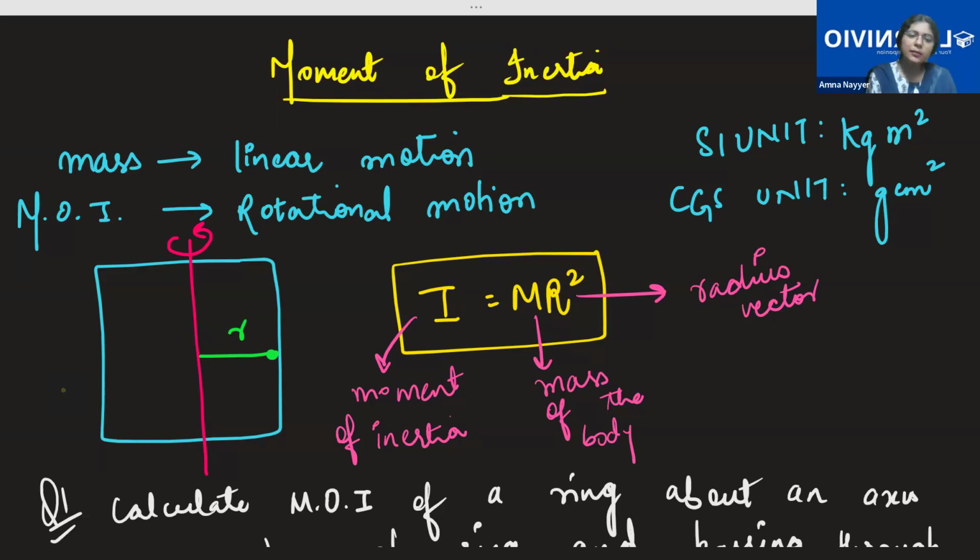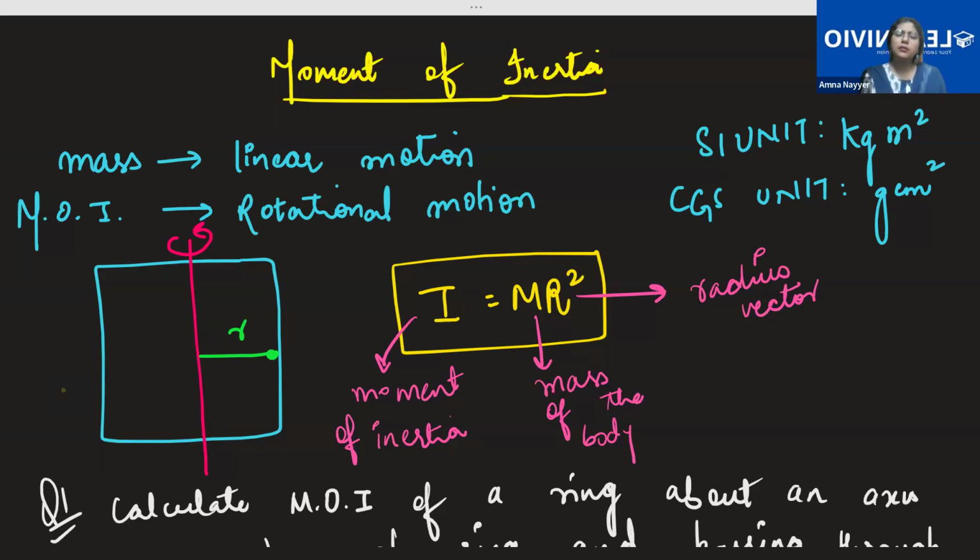Radius vector means from the axis of rotation. If something is rotating, there must be an axis of rotation with reference to which it is rotating. So that separation from the axis of rotation to the point of calculation is known as the radius vector, basically the r that we put. So moment of inertia is basically the rotational analog of mass.